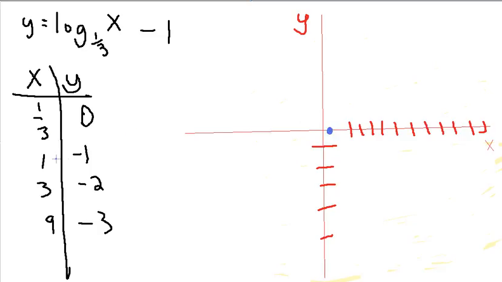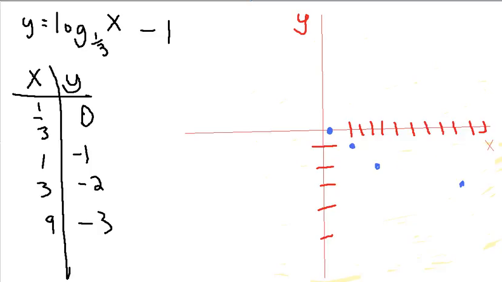I'm going to go x equals 1. That's going to be -1. If I go over 1, down -1, about right here. And I'm going to go over 3: 1, 2, 3. Down -2, about right here. I'm going to go over 9: 1, 2, 3, 4, 5, 6, 7, 8, 9. Down -3, somewhere like here.